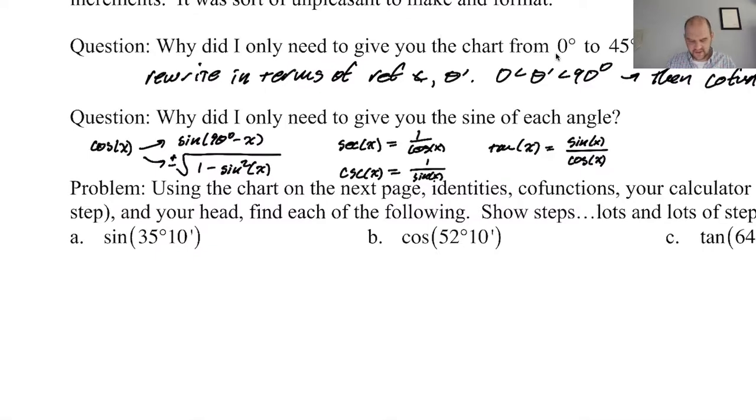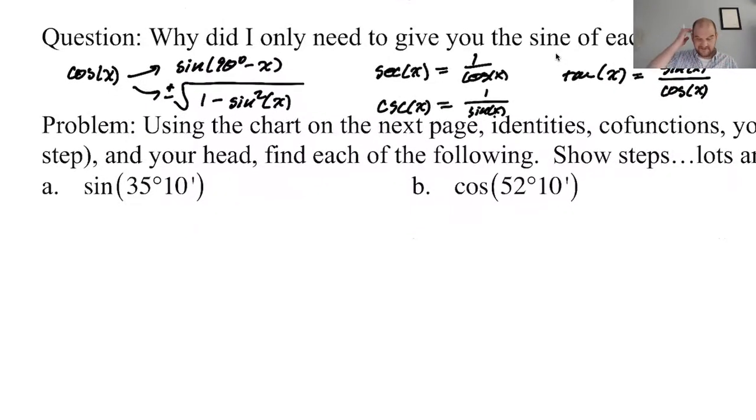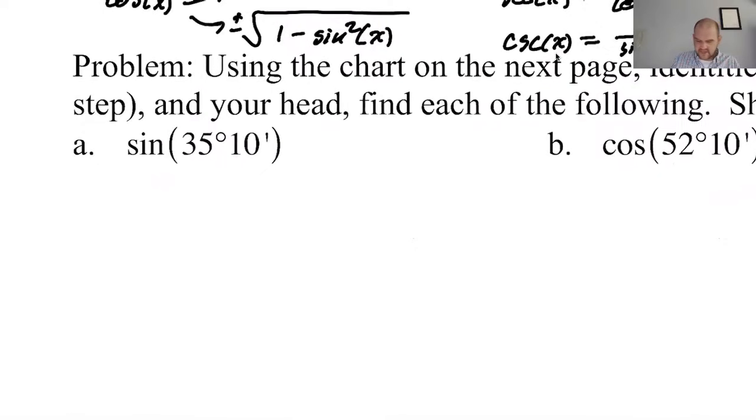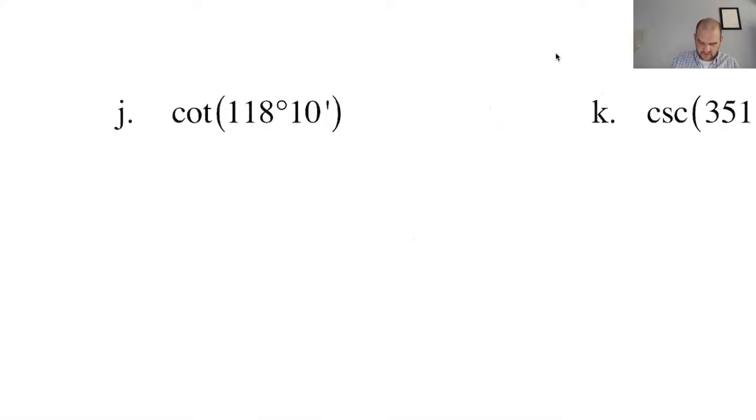This is one of those cool things that you can do with math that you probably don't expect. So here, sine of 35°10' is literally in the table, right? Because 35°10' is between 0 and 45, and it's already sine. So since it's already sine, and already between 0 and 45, this is a pure lookup problem.